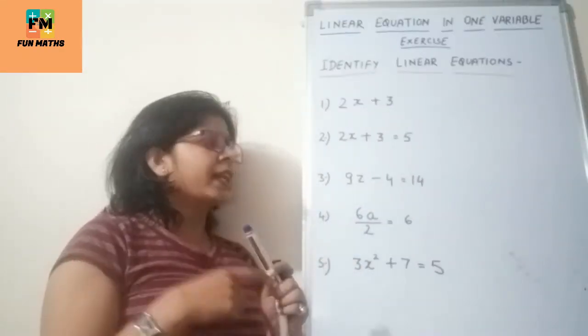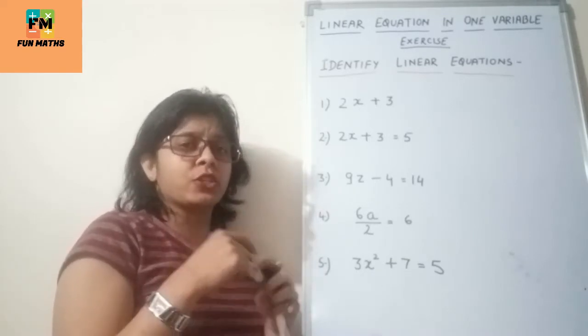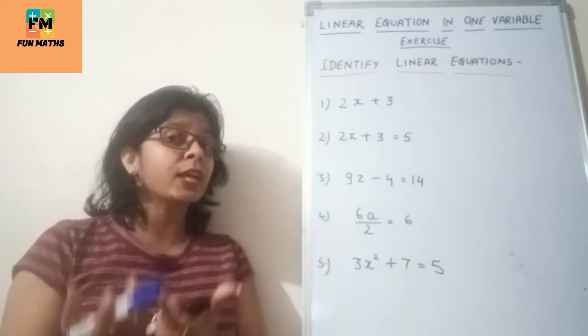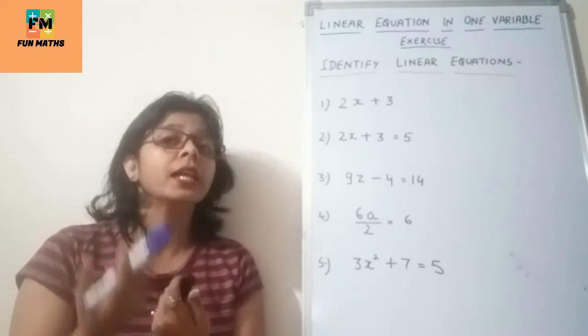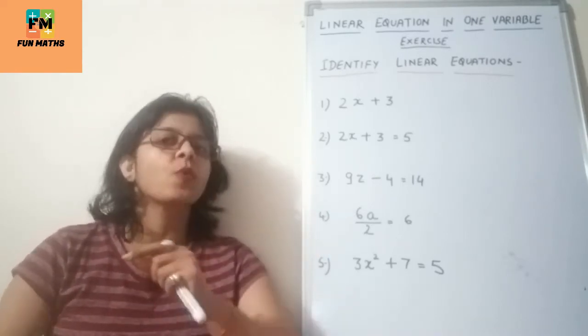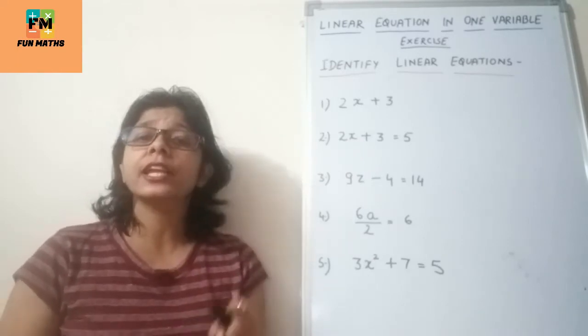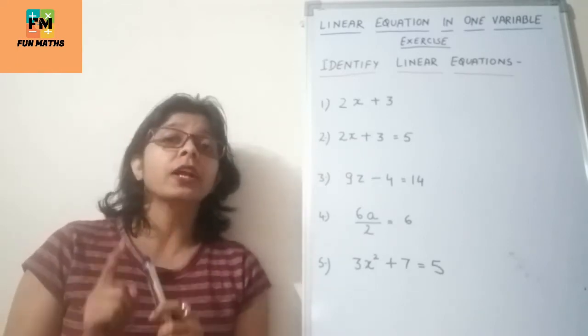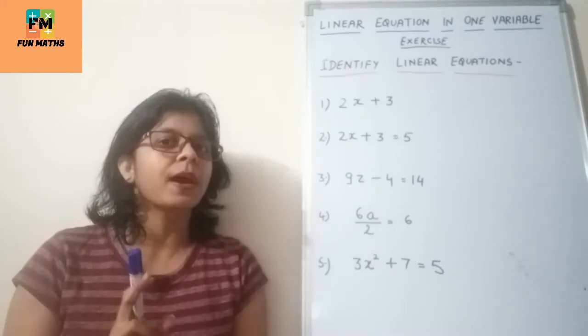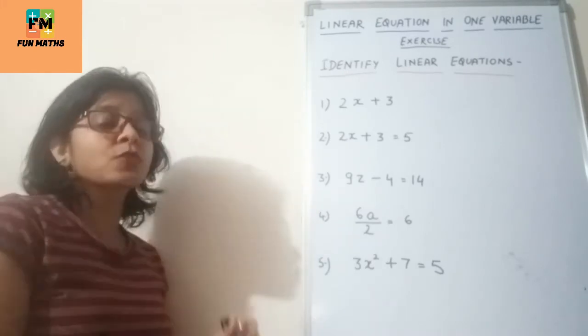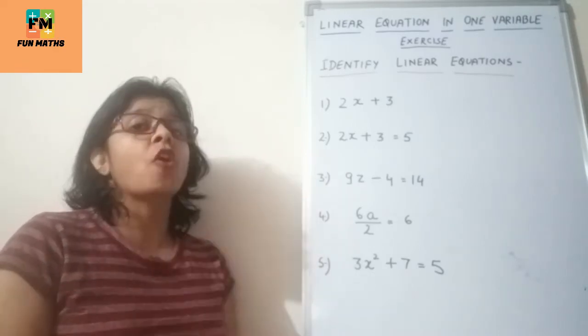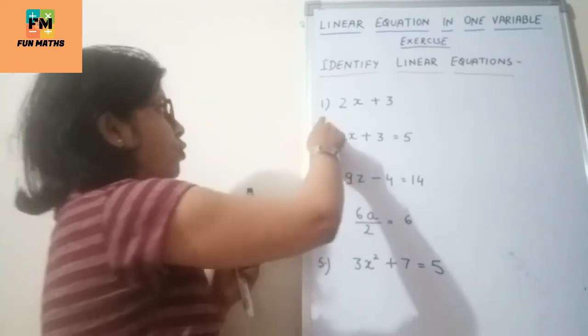Okay, before starting, let's recall the concept of linear equation. See, as the name suggests, linear equation, what will it mean? Equation means there should be an equal sign, right? This is one thing. Second thing, as it is a linear equation, it should have the highest power of the variable as 1. So these two things only we have to check to satisfy the condition of a linear equation. Let's start with question number 1.